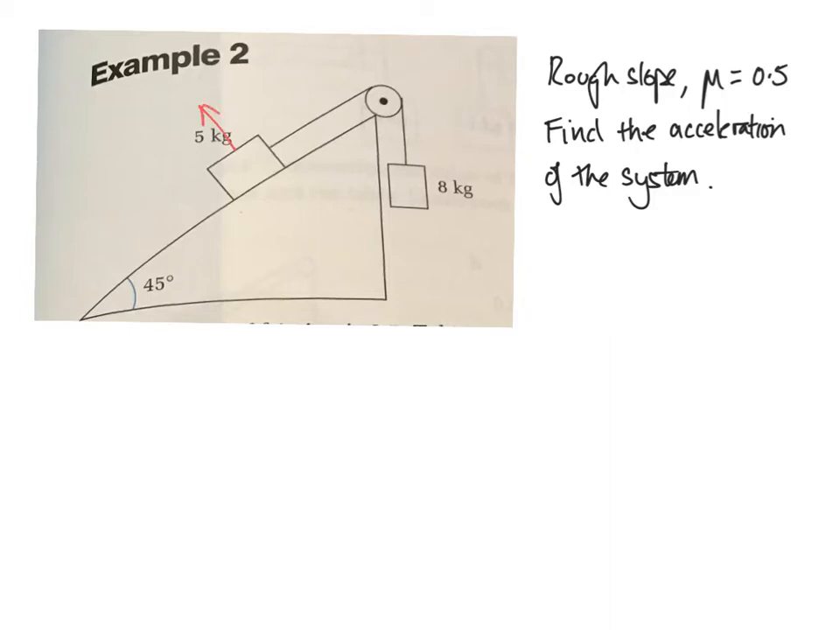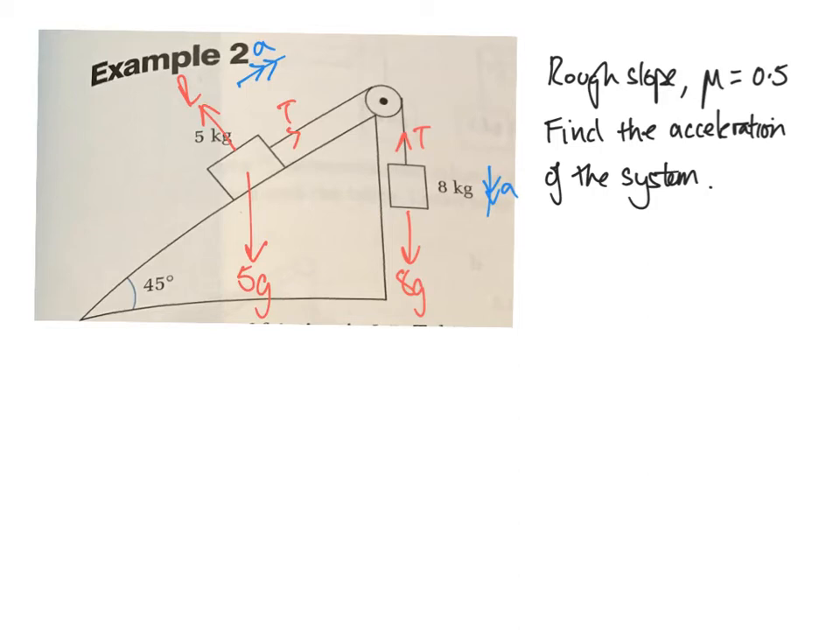So I know there's going to be a normal reaction here. I know the weight of this is going to act straight down, 5g, and the weight of this 8 kilograms is going to act down too, so 8g. I know there's a tension acting away from each body in the string. And the last thing is there's going to be an acceleration, and the heavier object is going to go down, so the 8 kilograms is going to go down.